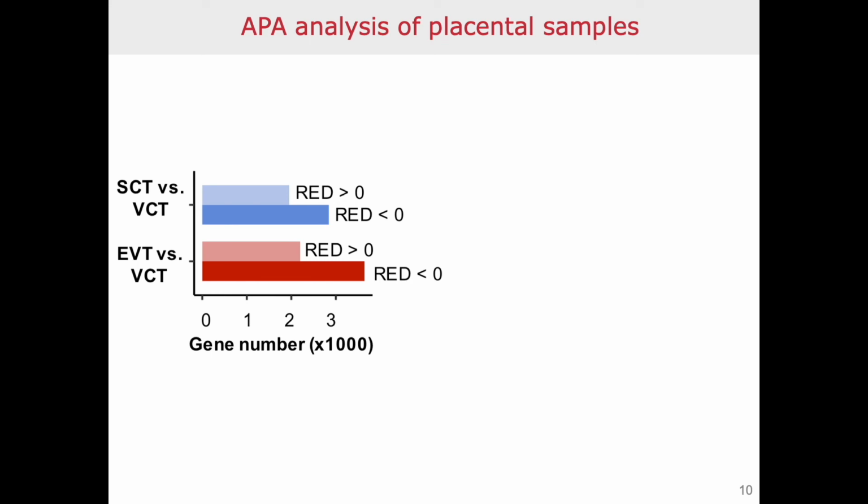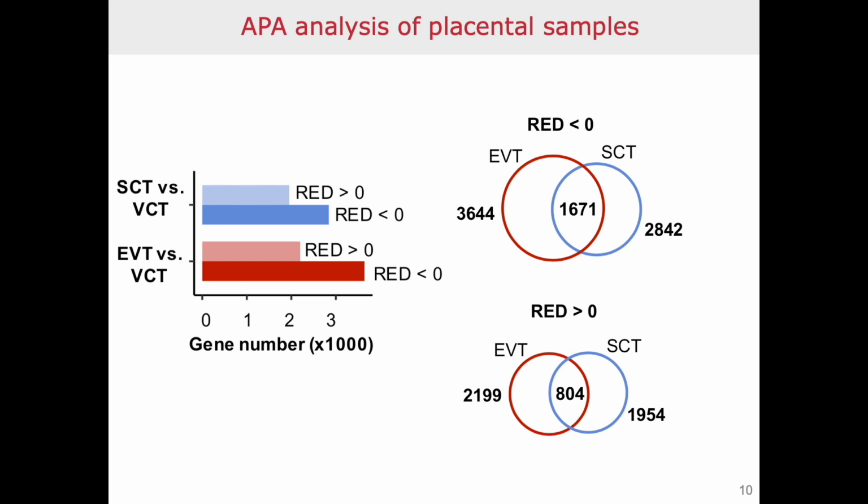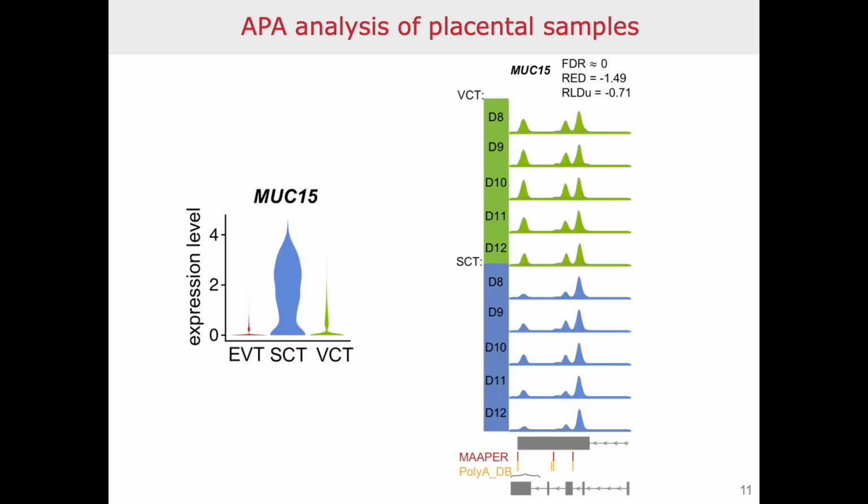The RED is a score we define based on poly A site quantification, and a positive score indicates RNA transcript lengthening, and a negative score indicates shortening. Interestingly, the genes with significant APA changes in EVTs or SCTs did not overlap substantially, indicating distinct APA regulation in the two cell types. For example, MAAPER predicted 3 poly A sites in the 3' UTR of MUC15. We find that this gene is not only differentially expressed between the 3 cell types, but also displayed 3' UTR shortening in the differentiation of SCTs.